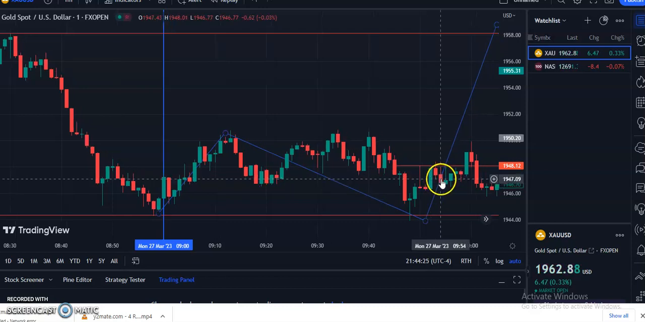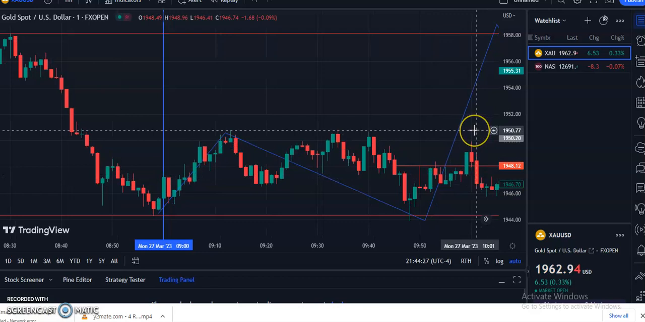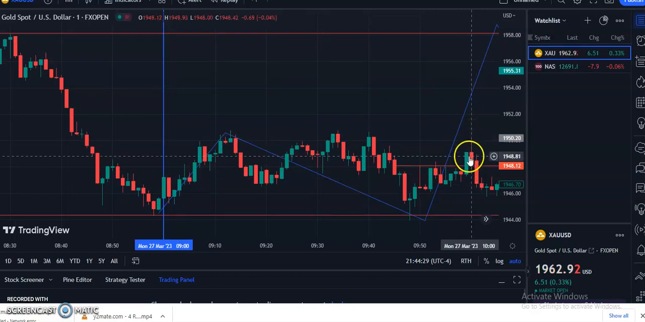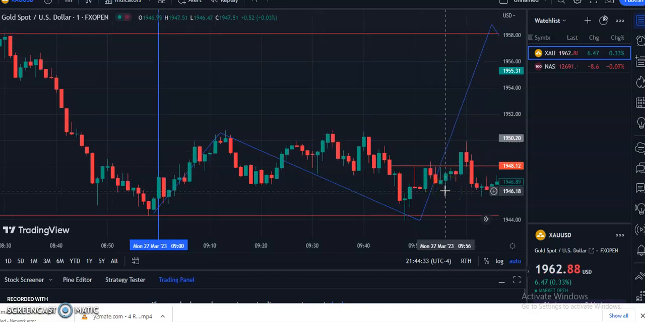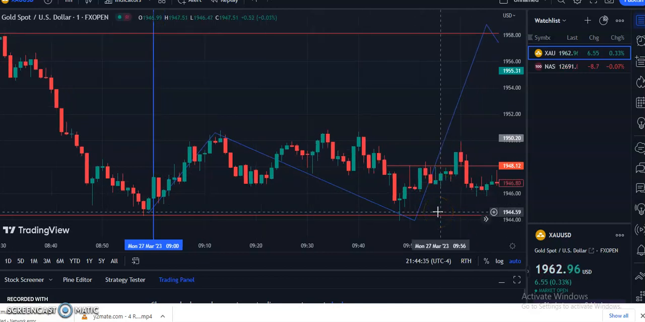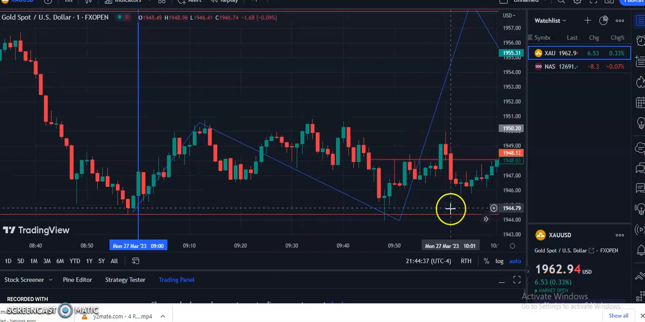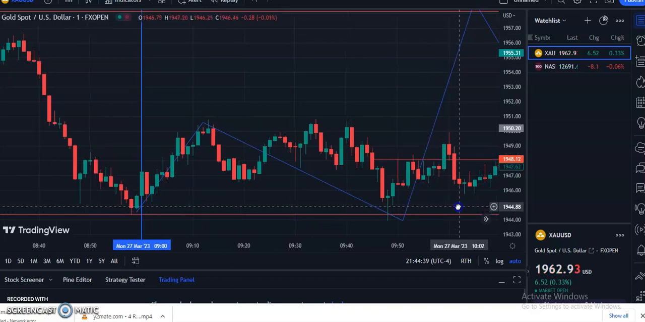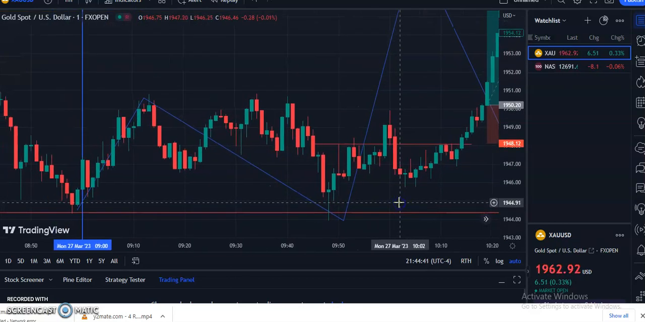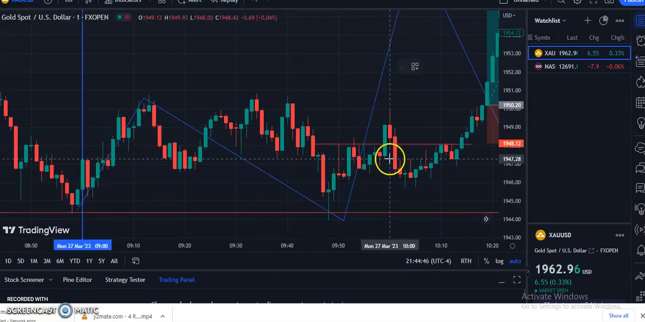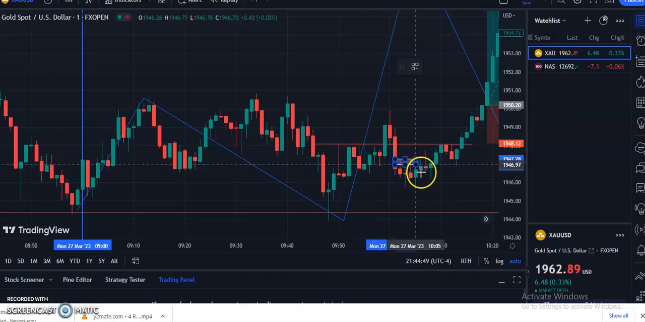Now, so the market breaks structure. So whatever I'm waiting for is an engulfment. Now, the market never gave me an engulfment. Now, I want to show you something that I've observed the last couple of months. This setup here.